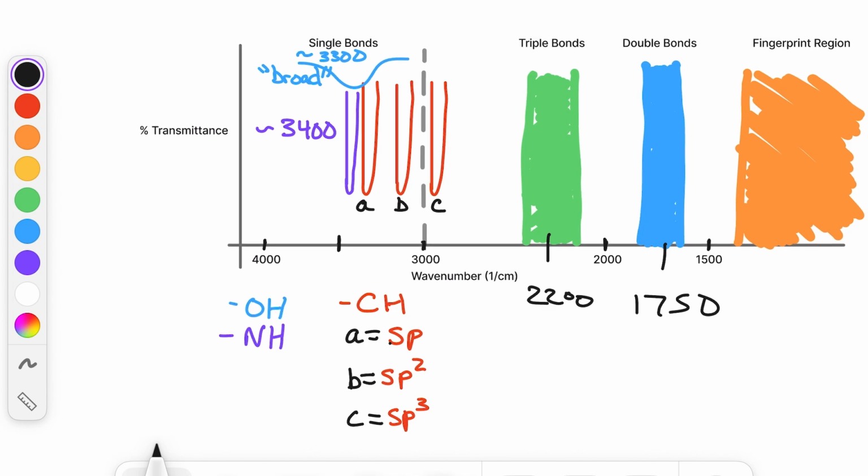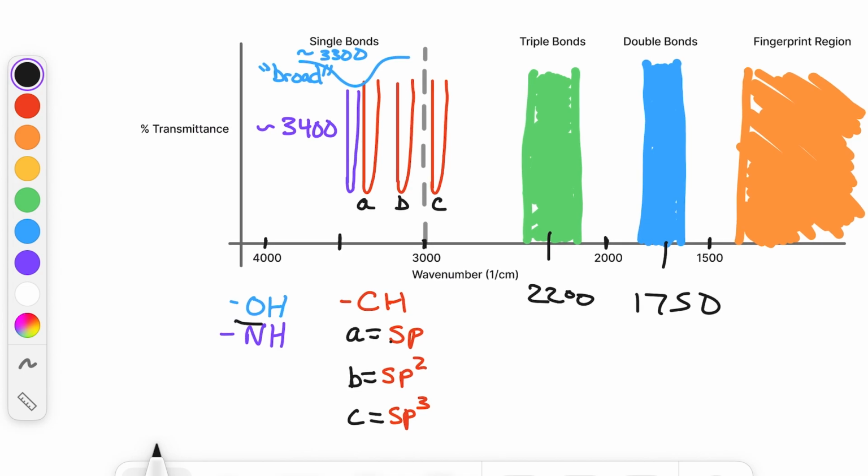Okay, now the single bond region is where it gets a little difficult. We need to know three different types. We need to know the hydroxyl group, we need to know nitrogen and hydrogen, and then we also need to know three different types of carbon-hydrogen bonds. Okay, so let's start with the oxygen-hydrogen. That's the easiest one. It's at about 3300, and it's the only signal that you'll see for the MCAT that would be considered broad.